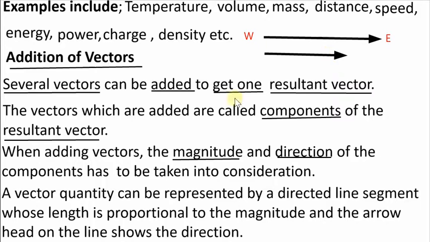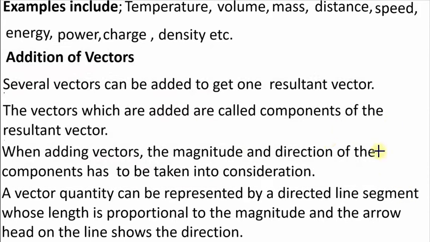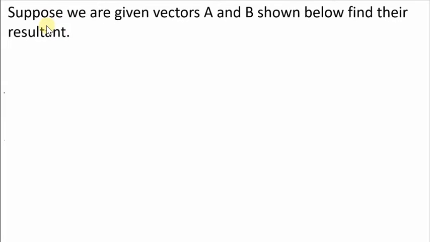So that is what you must know here. That's what we mean here, guys. Very important that you understand these things that we are talking about. Okay, so let's move on. Suppose we are given vectors A and B as shown below, find their resultant.